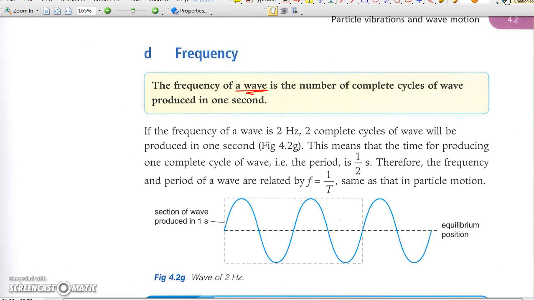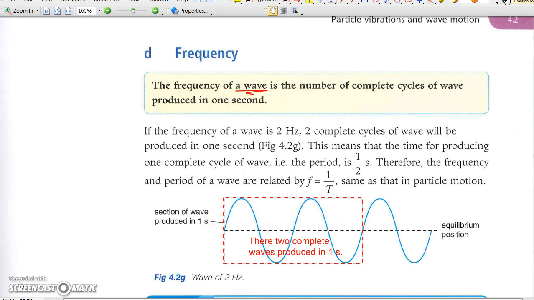D. Frequency. The frequency of a wave is the number of complete cycles of wave that is generated in 1 second. Obviously, it is also the number of complete vibrations completed by the particle in 1 second. If the frequency of a wave is 2 Hz, 2 complete waves are generated in 1 second, and hence each complete wave takes 0.5 seconds to generate, and the period is 0.5 seconds. And therefore we have f equals 1 over T for wave frequency f and wave period T.